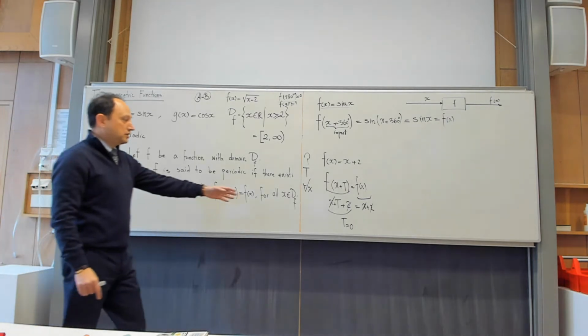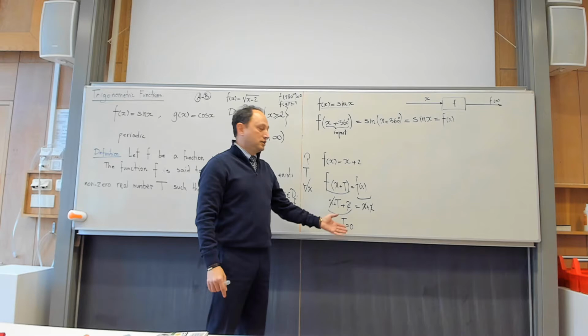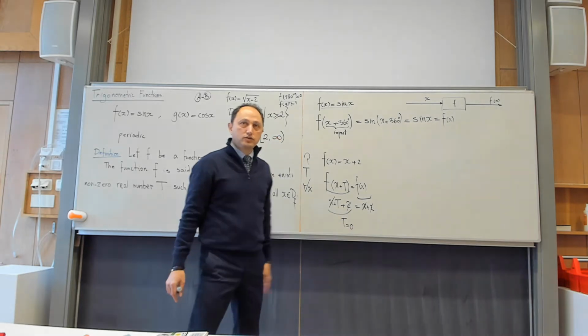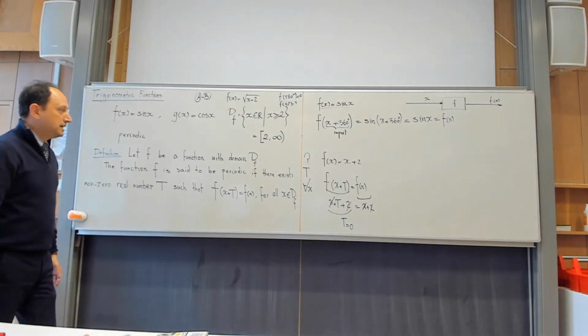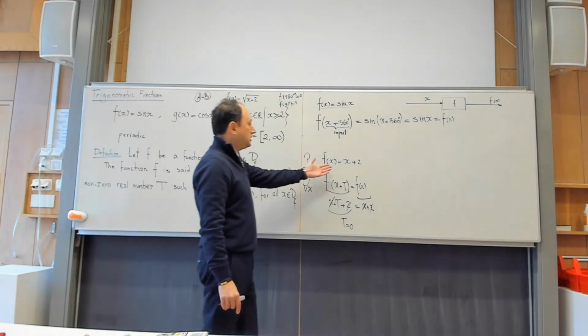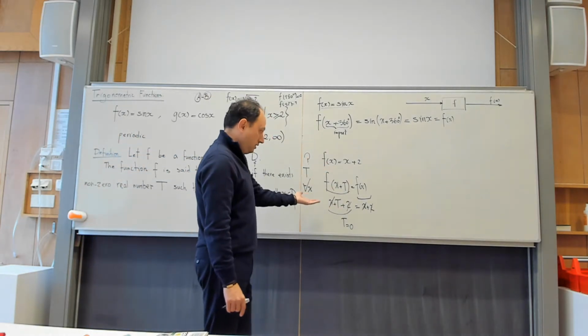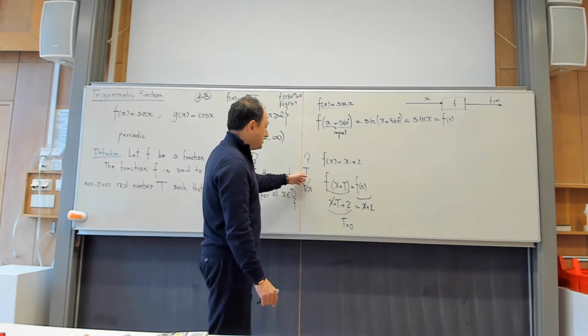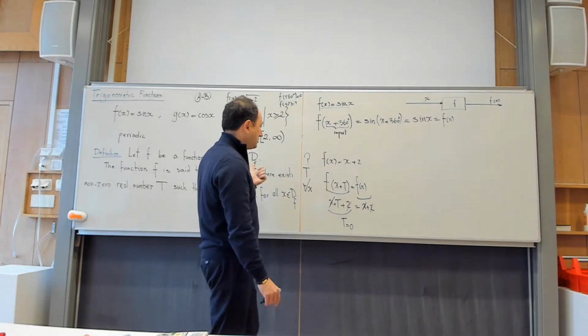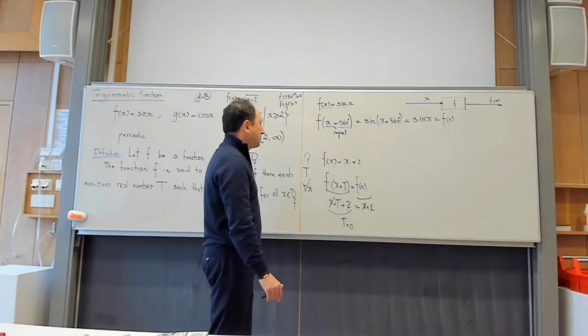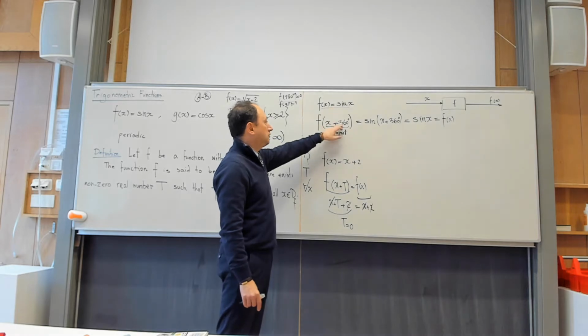Okay, so this function is not periodic, because it gives you that t has to be equal to 0, but t cannot be equal to 0. So, for example, this function is not periodic. We showed that it is not possible to find a non-zero real number with that property. But this function was periodic and we found that.